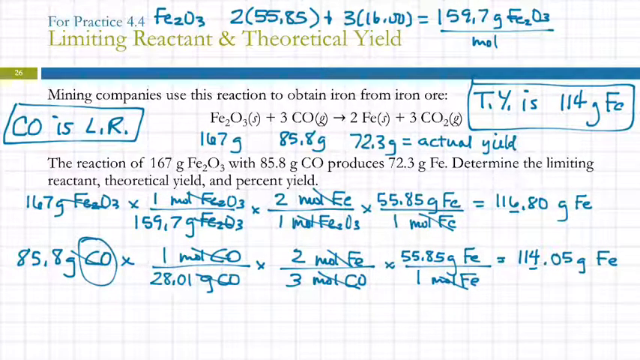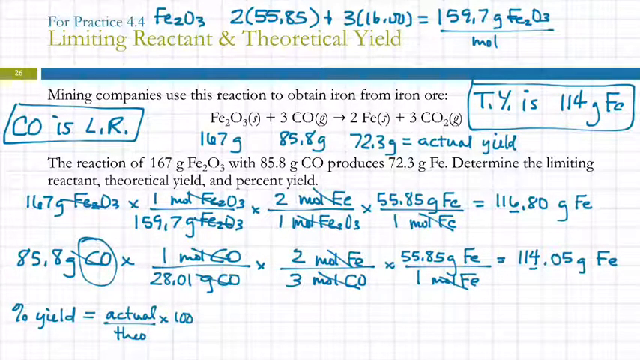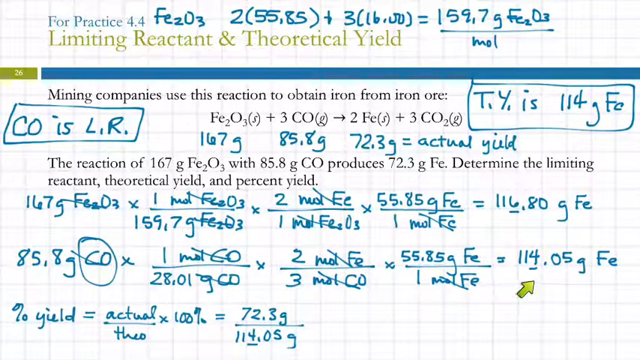So percent yield is the same idea as all percentages. It's the part over the whole. So percent yield is our actual yield over the theoretical yield. So actual over theoretical times 100%. So my actual yield was given 72.3 grams. The theoretical yield, we calculated 114.05 grams. I've got those extra 2 digits, I want to keep them, just to avoid any rounding errors. And then this is times 100%.